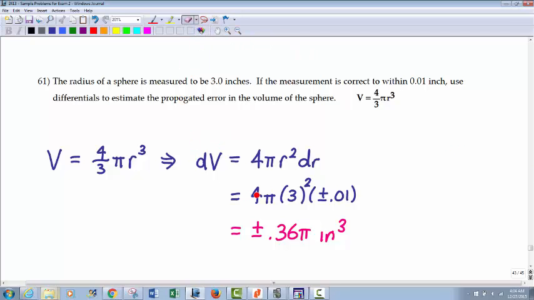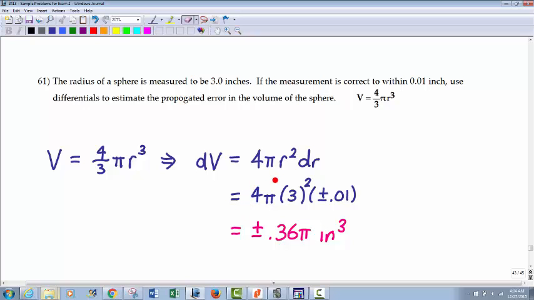So what we do here is plug in. Let's see what we have here. We should have a value for r, which is 3 inches. And then the dr part, that's going to be the measurement error, or the possible range of error on the measurement. So within 0.01 inches means plus and minus 0.01.